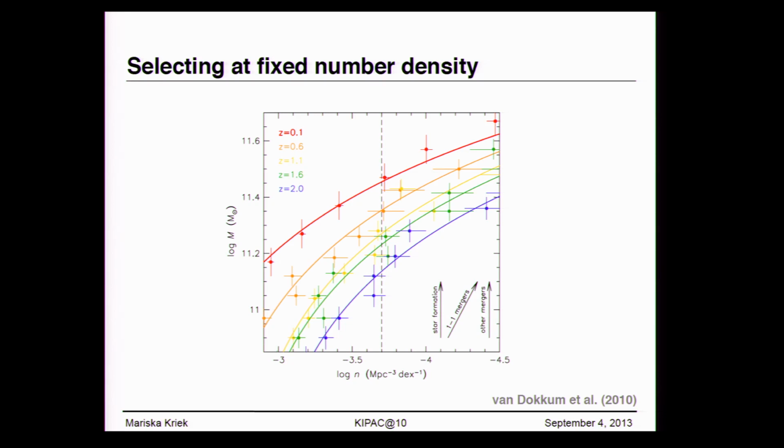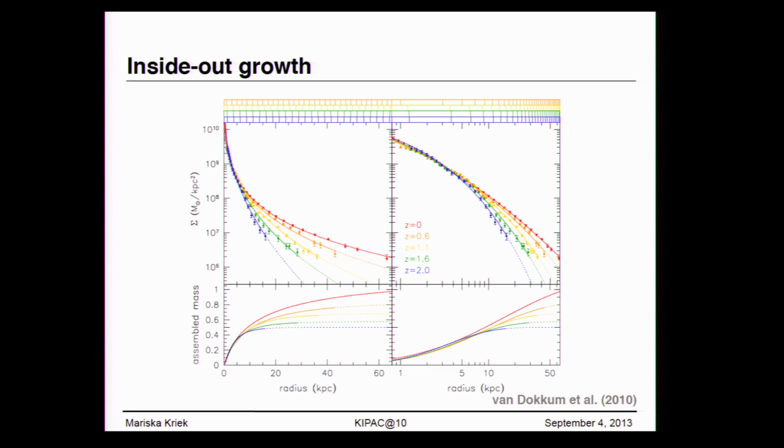That's the assumption. So now I say, okay, I'm going to select at a fixed number density. At this number density, I have galaxies of this mass. At the same number density at another redshift, they have this mass. So I now take galaxies of a specific mass slice at each time, and then I start comparing them with each other. And then you can see how galaxies that are supposed to be the same at different redshifts actually evolve. And what you're looking at here is how the surface brightness profiles evolve over time.